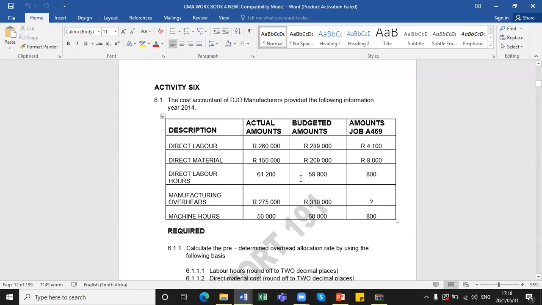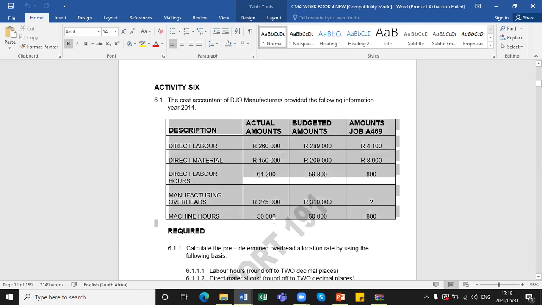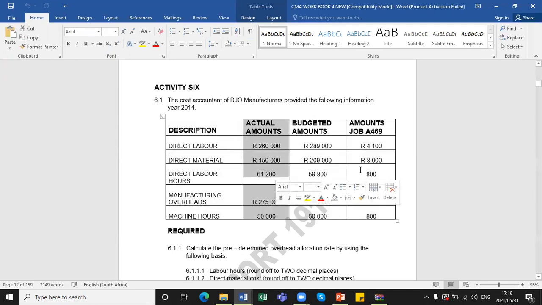We are now going to look at activity 6 from your workbook module 4. It says here, the cost accountant of DJO manufacturers provided the following information. Here's your description. Here's your actual amounts for the whole financial year. Here's your budgeted amounts that were determined at the start of the financial year, and amounts for job A469. Now, this is for one job. Why? Because it has a job number and it's actual production. This here is for all the work calculated.